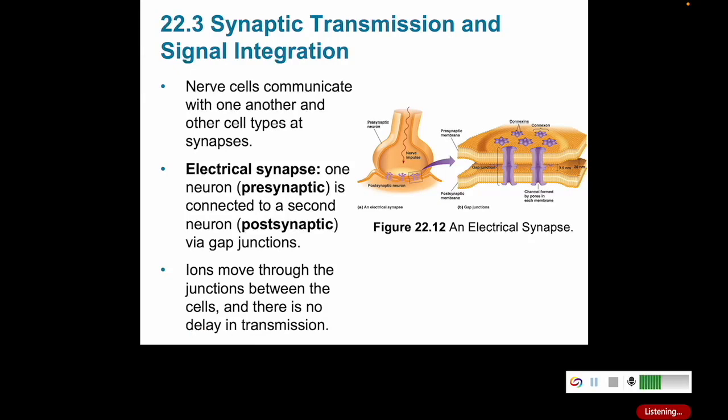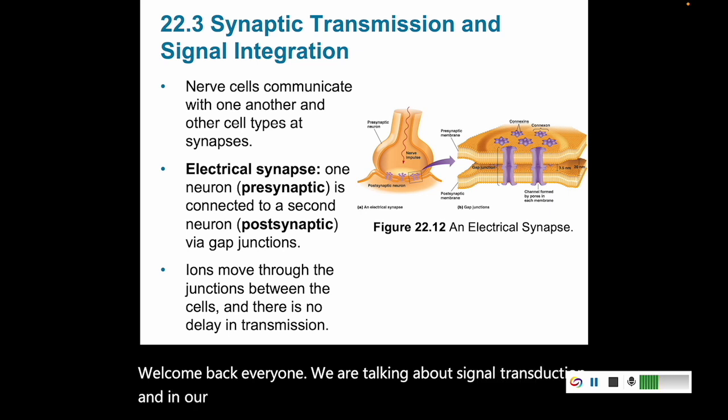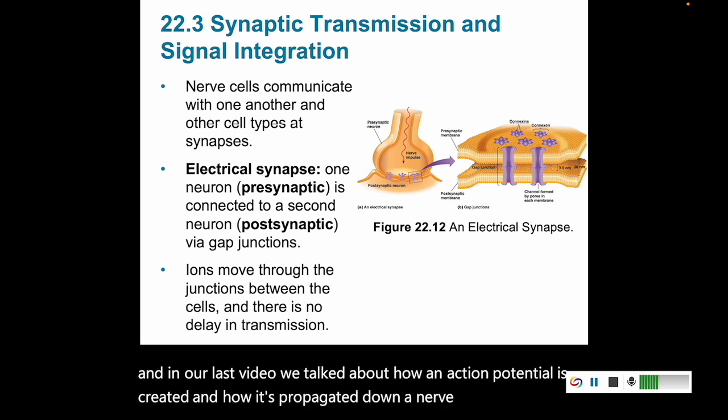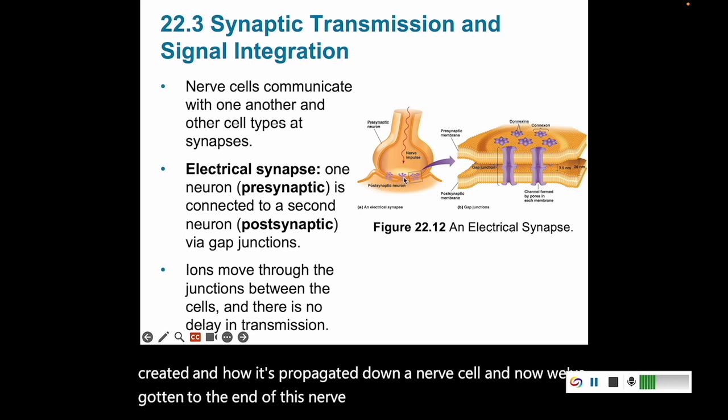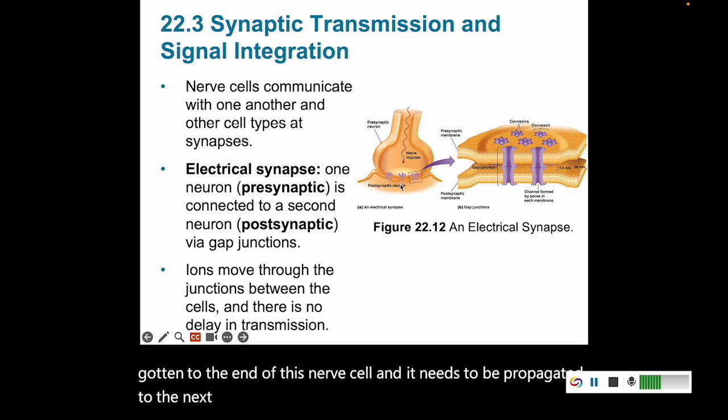Welcome back, everyone. We are talking about signal transduction, and in our last video, we talked about how an action potential is created and how it's propagated down a nerve cell. And now we've gotten to the end of this nerve cell, and it needs to be propagated to the next cell. So when two nerve cells are communicating with each other, this area is called a synapse.